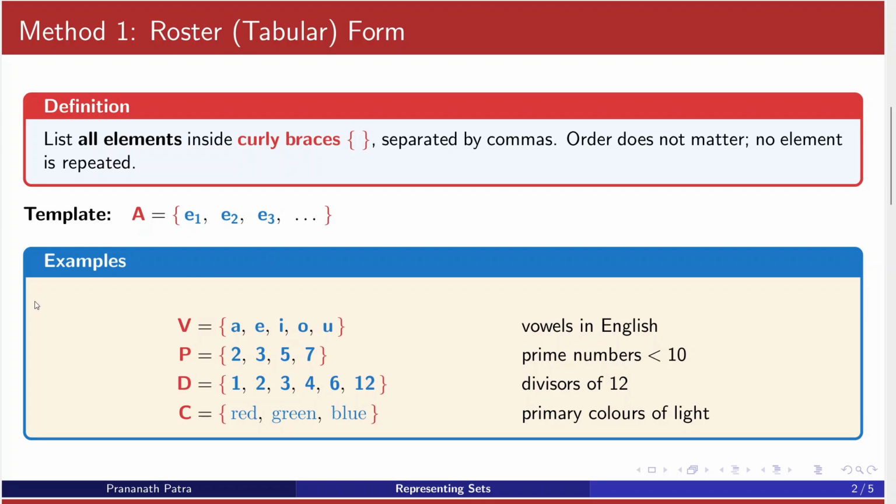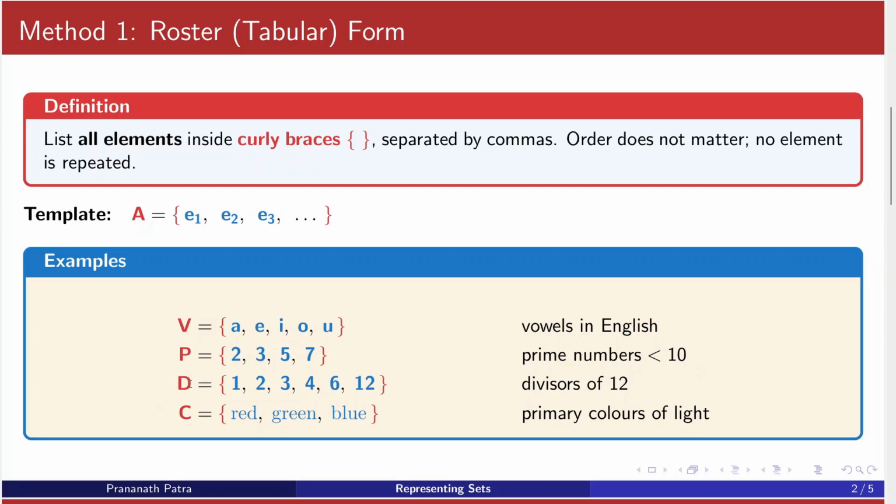Let's look at some examples to make this perfectly clear. Our first set is named capital V. V equals the set containing A, E, I, O, U. As you might have guessed, this is the set of vowels in the English alphabet. Next, we have set P. P equals the set containing 2, 3, 5, 7. These are the prime numbers that are less than 10.